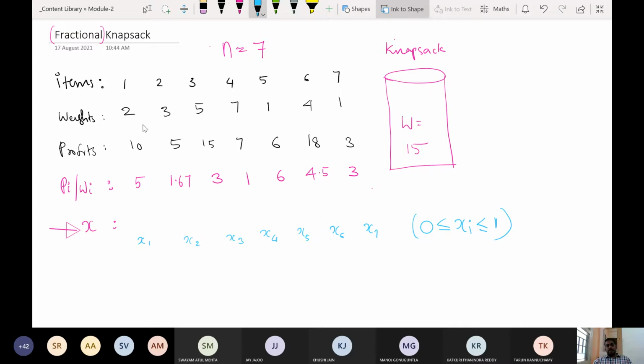That means 2 into 0.75. You can take 0.93 of item number 5. That means 1 into 0.93. Like that, the items are divisible. That is why this is known as the fractional knapsack problem.